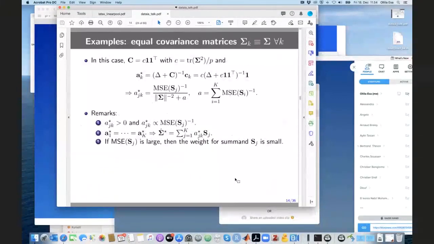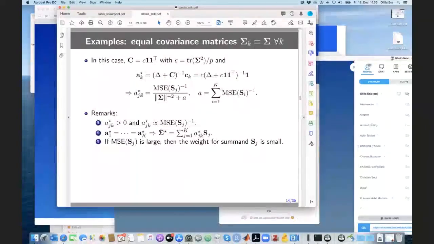So let's look at another example. What happens if we have equal covariance matrices? Suppose I assume that all the class covariance matrices are equal, they share the same covariance matrix, which I denote by sigma. Then I can build these matrices C and delta. Now the C matrix, because the covariance matrices are equal, just contains the inner products between the covariance matrices. So this will be just a matrix of ones scaled by the trace of sigma squared divided by P. And then I can compute the analytical formula for this optimal weight.